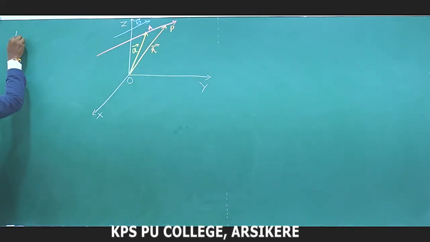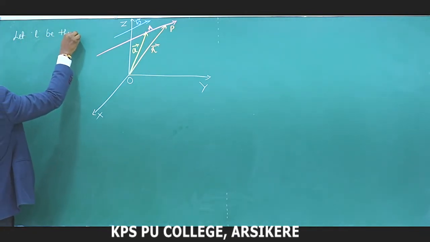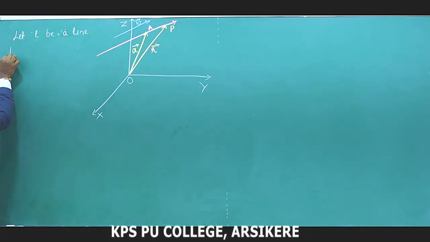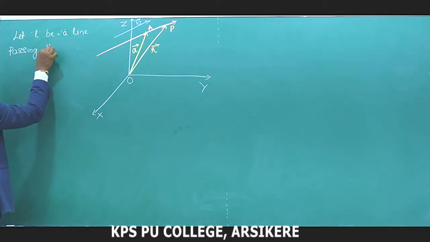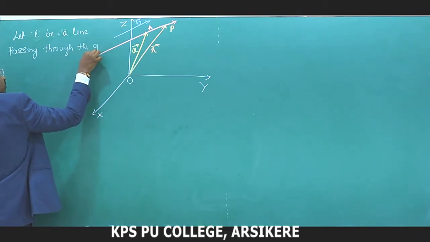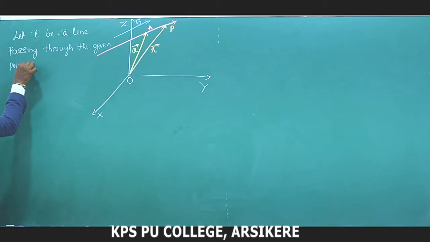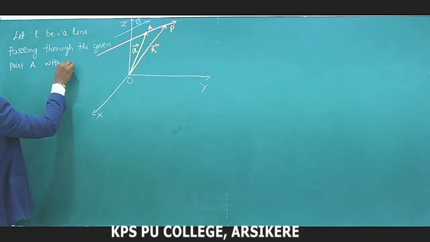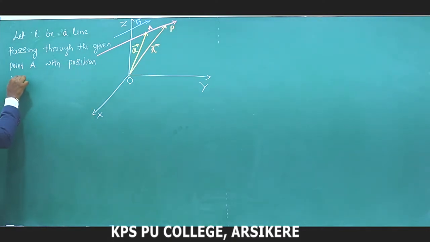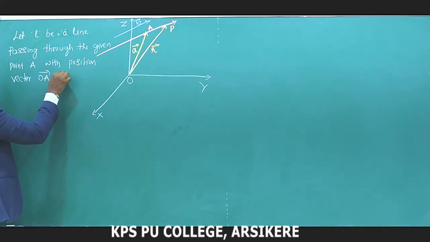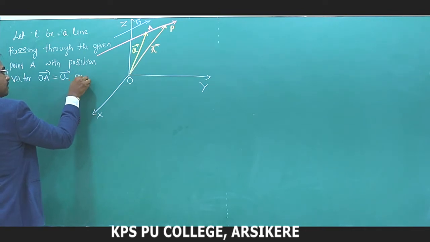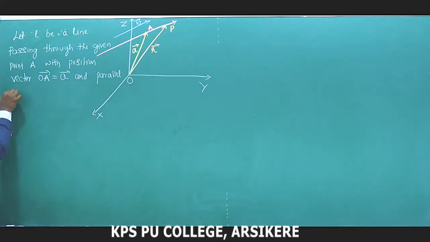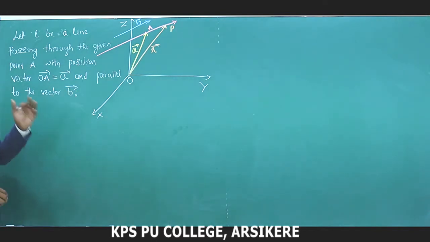The expression is ready. Let L be a line passing through the given point. So what is the given point? Point A with the position vector OA is equal to vector A, and parallel to the vector B. This is important. The line is passing through the given point A and parallel to the given vector B.